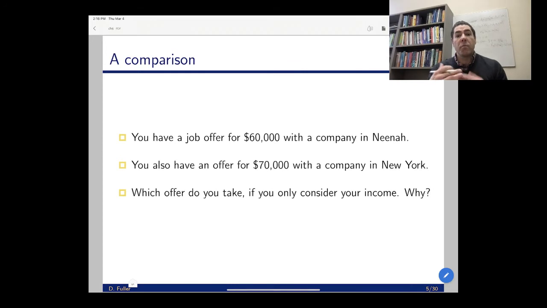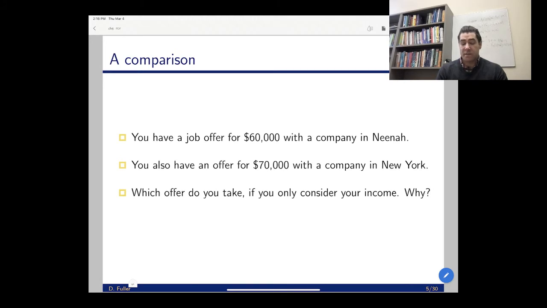So, the motivating example for this chapter in general is to compare these two job offers you have in two different locations. You have a job offer for $60,000 with a company in Neenah, and you have another job offer that pays more, $70,000, with a company in New York. If I took as exactly the same your preferences for location, so assuming that you don't prefer any location over the other, what offer would you take? I mean, when you only consider your income, and why.